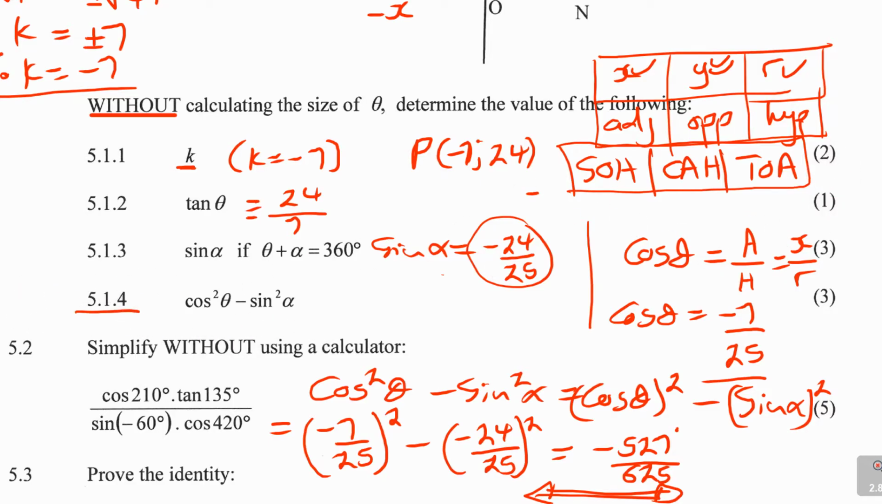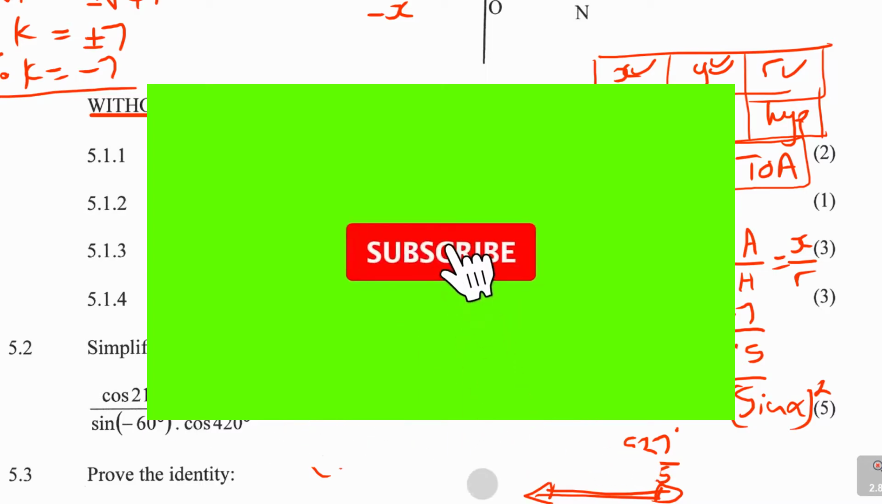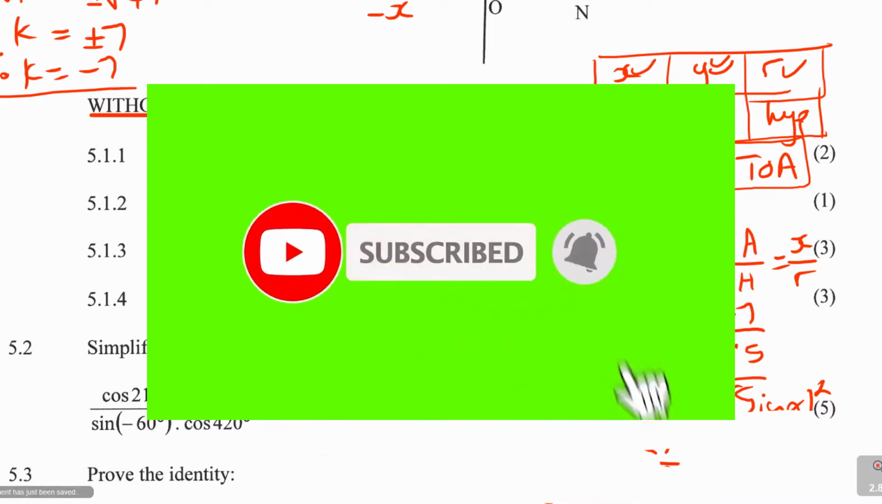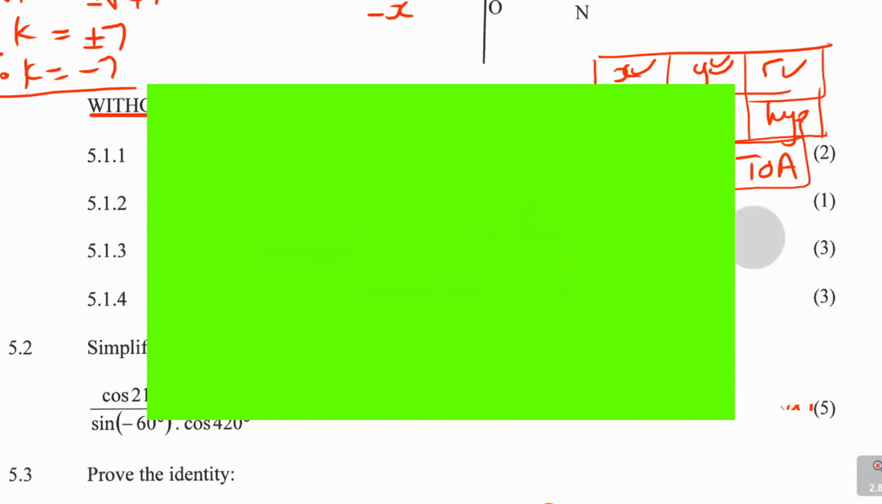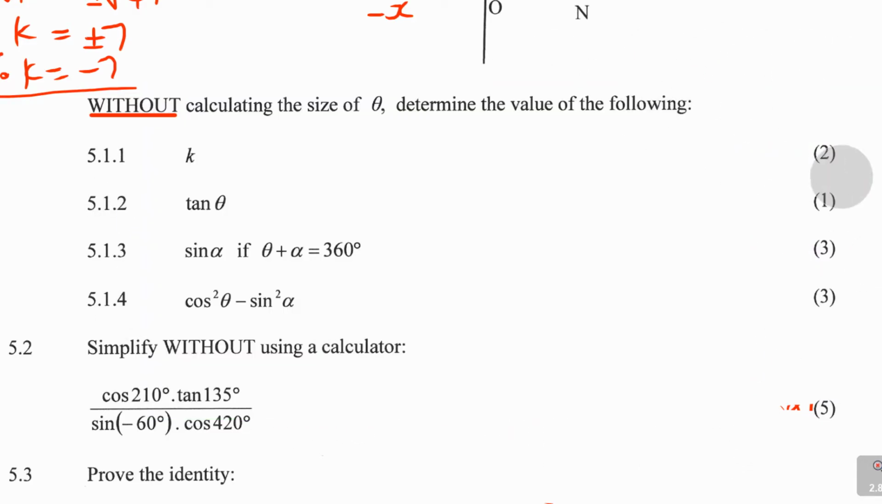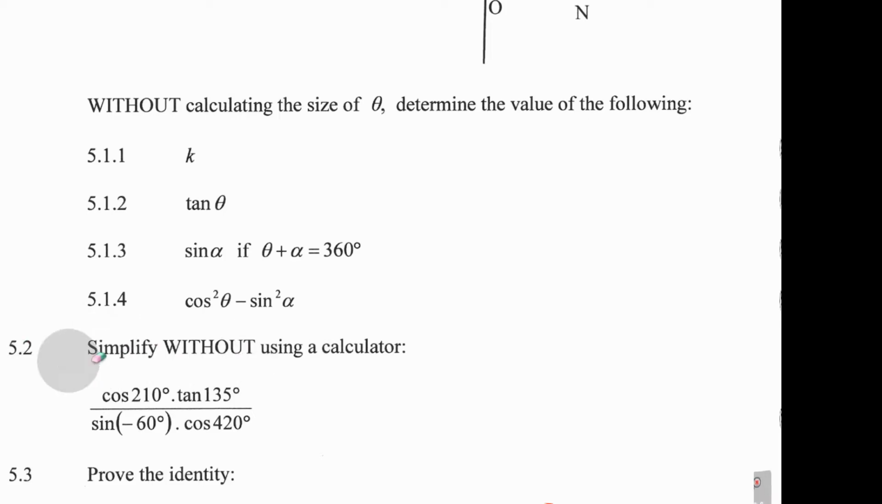Now we are going to continue in the next section. I'm doing it now, but you're going to find it in the next session. In the next session, we are going to look at 5.2, where we're going to simplify this, and we're going to see how long it takes. But the aim is not to rush you through. The aim is to make it as easy and understandable as possible. So if you are watching, you need to join me in the next lesson where I will be doing question 5.2.